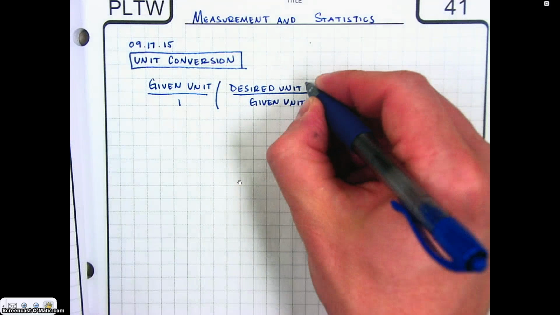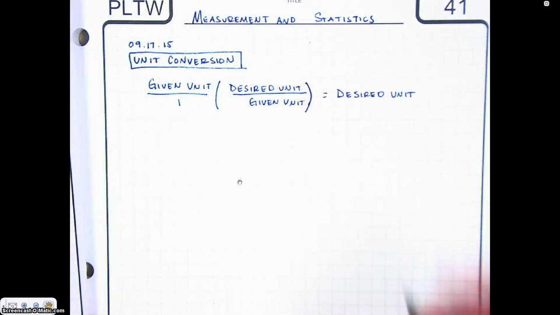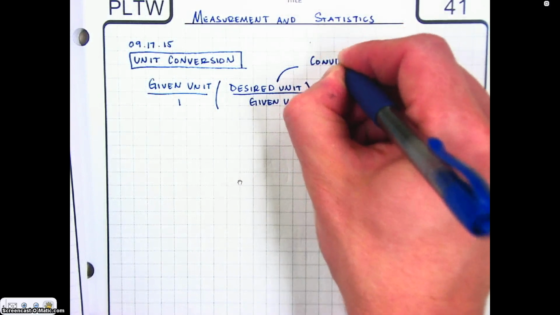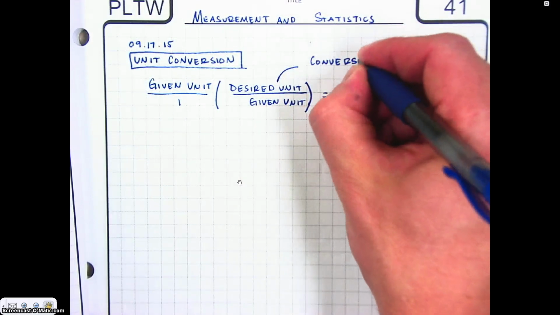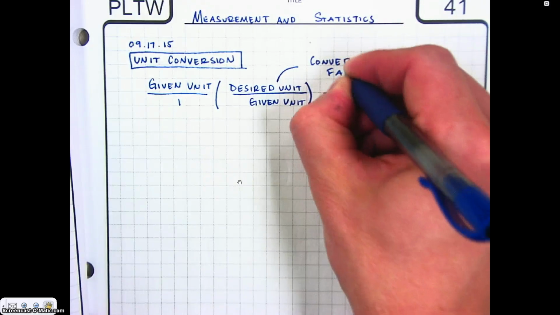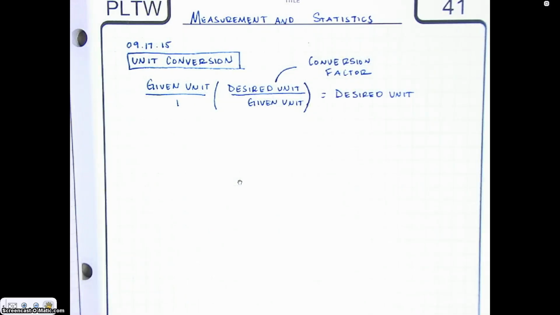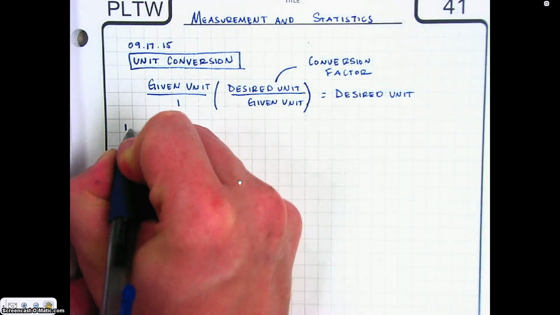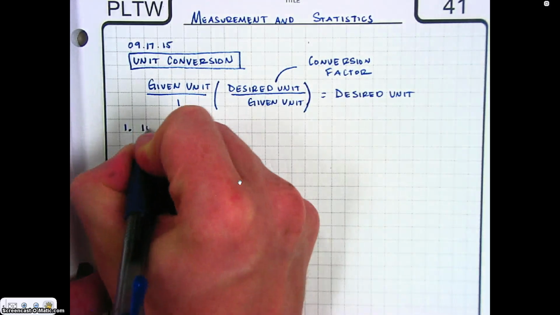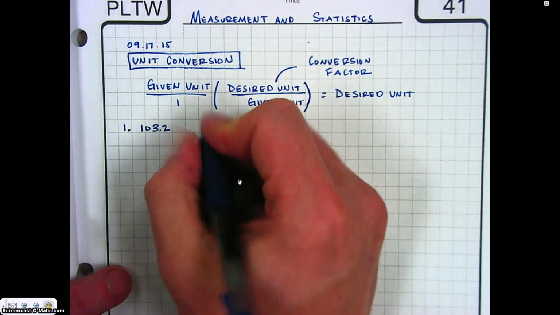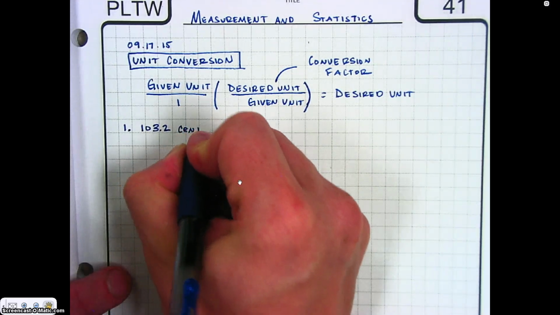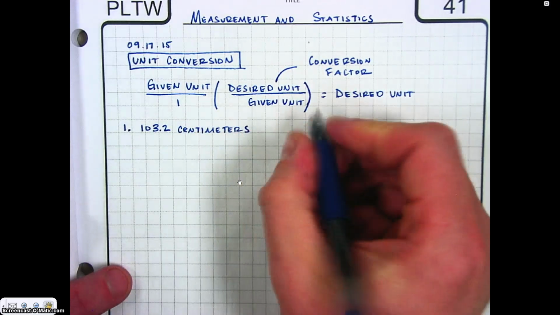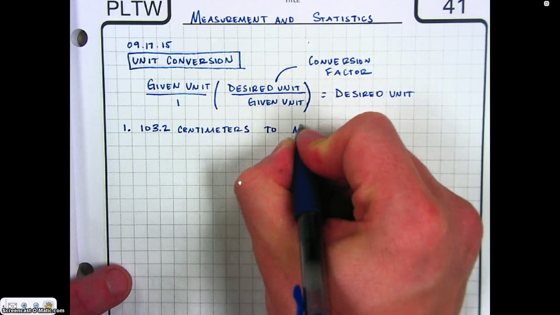All right, this in the middle right here is called your conversion factor. So I'll just make a little note that this is called the conversion factor. Okay, and if we look at our first example here, we are going to be converting 103.2 centimeters to meters.